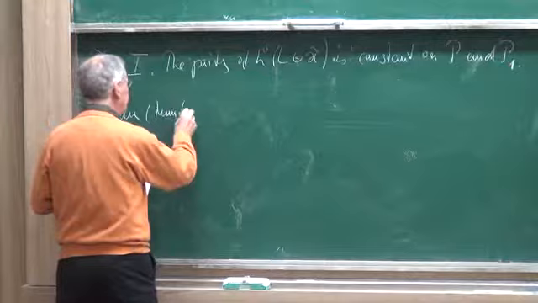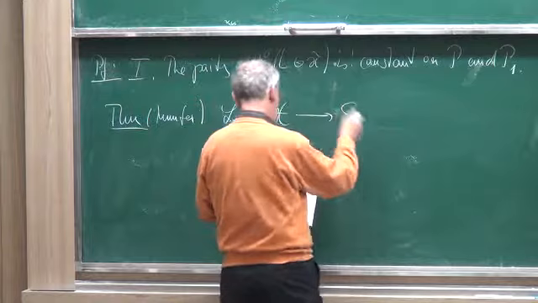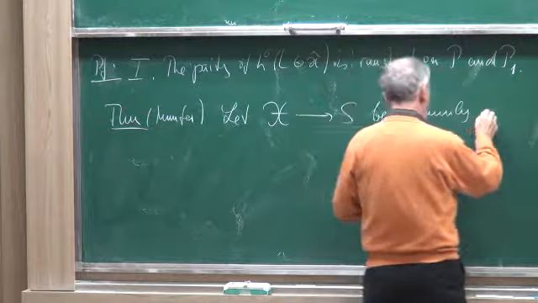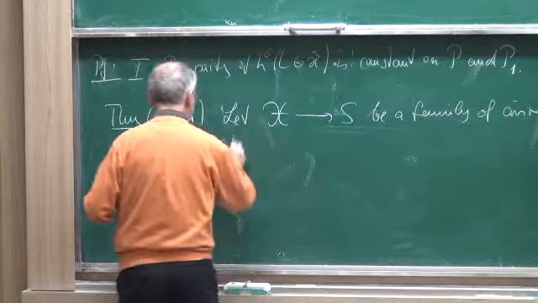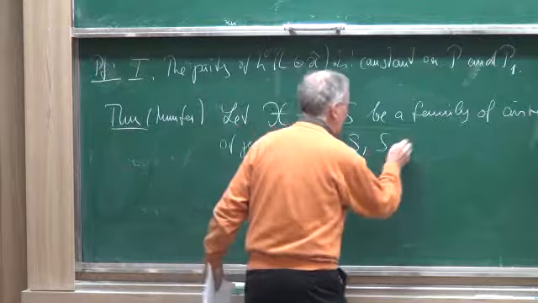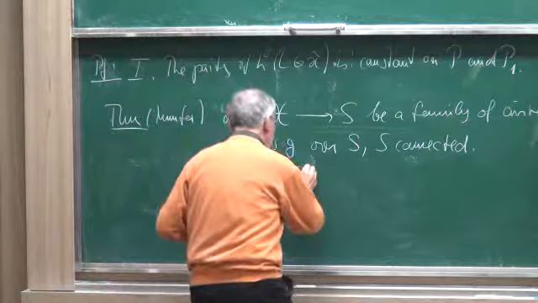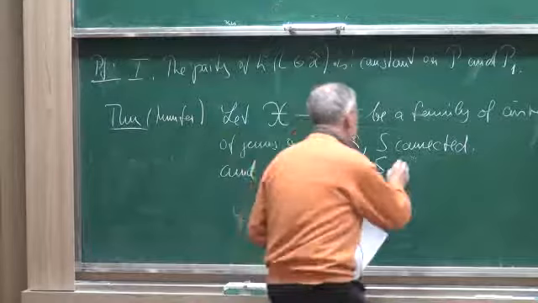The proof of this theorem is not very difficult, but I won't give it because of time, right? So, more general: let X over S be a family of smooth curves of genus g, over S, and S connected. And E a vector bundle on X, with a non-degenerate quadratic form.